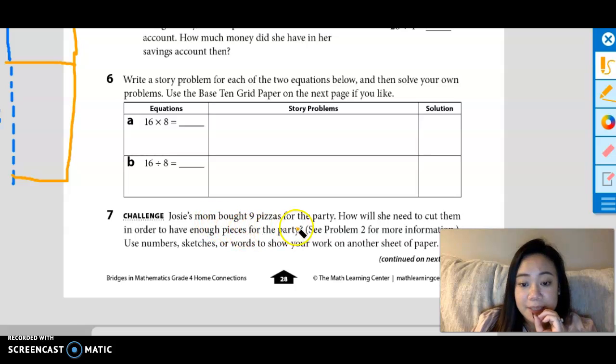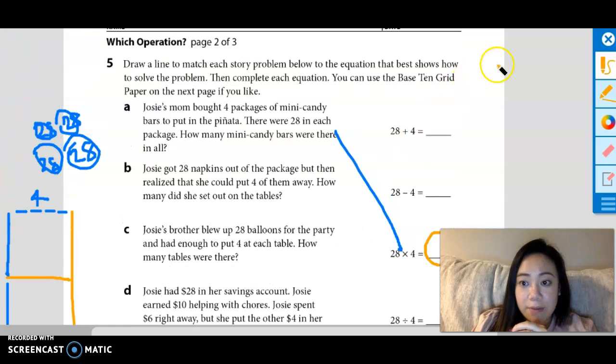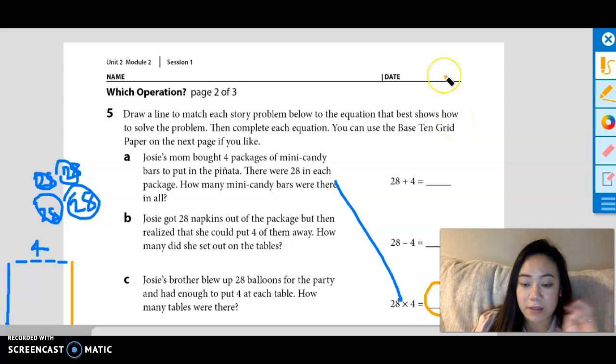Josie's mom bought 9 pizzas for the party. How will she need to cut them in order to have enough pieces for the party? You've got to understand problem 2 to be able to do that, which is on the last page.